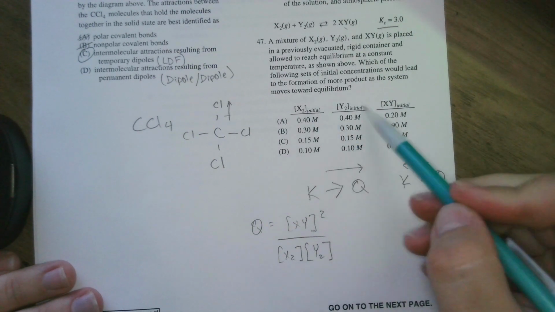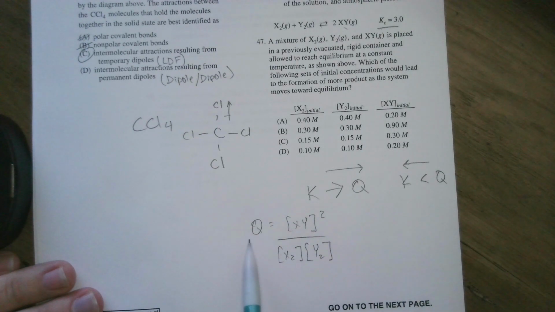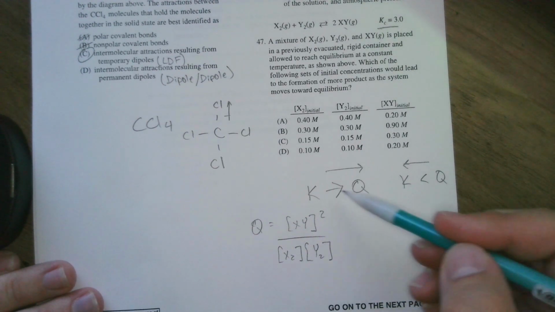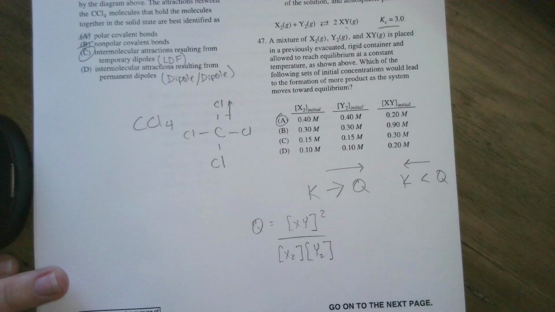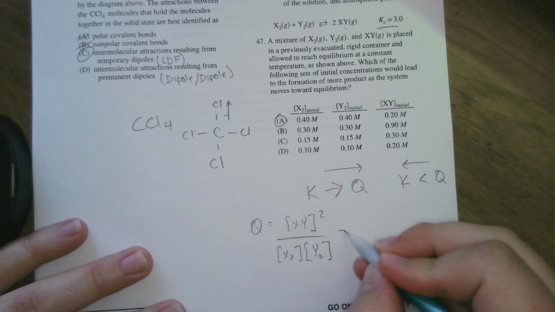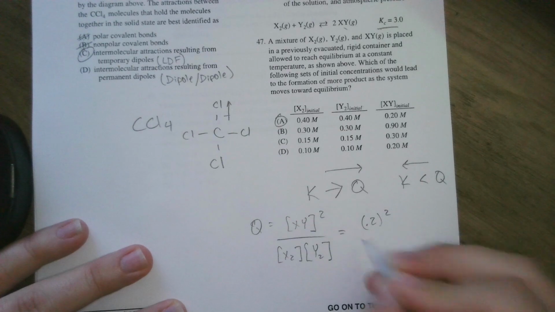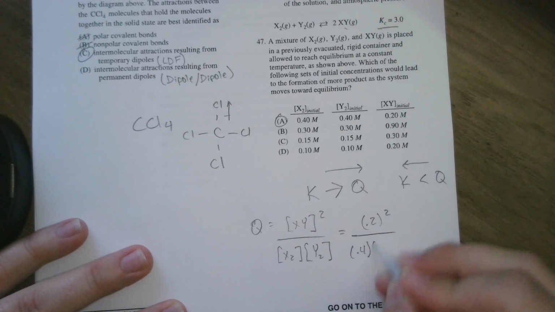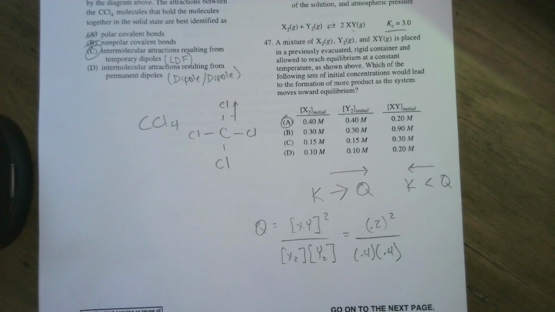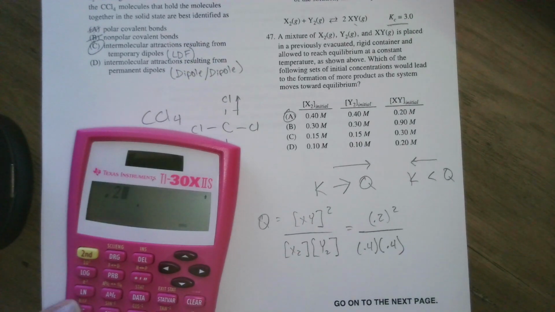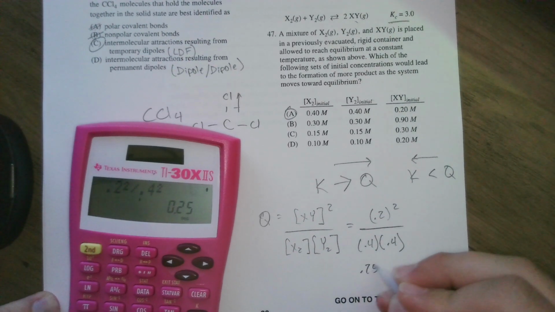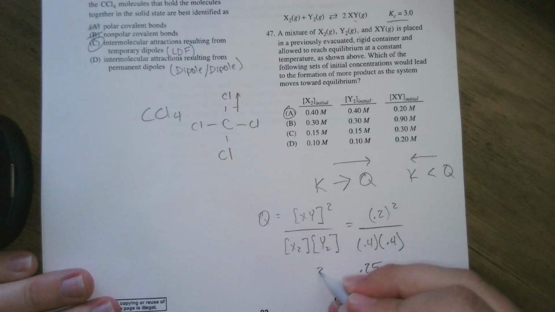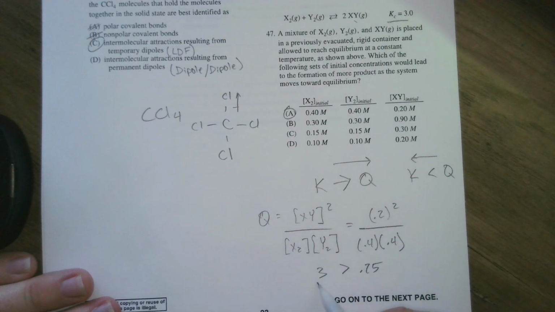I'm just going to plug in my initial conditions in here until I get a Q that is smaller than K. And the one that does that is actually A. I'm not going to go through all the math for all 4 of them, but I will do it for A. So I'm going to plug in 0.2 squared over 0.4 times 0.4, which would be a relatively small number, 0.25. 0.25 and 3 is greater, K is greater than Q, so the reaction makes more products.